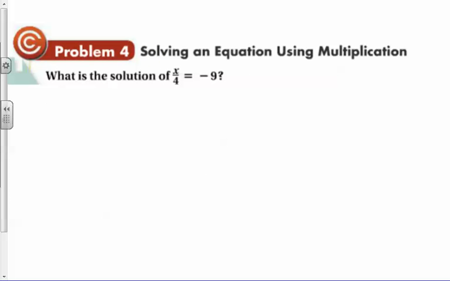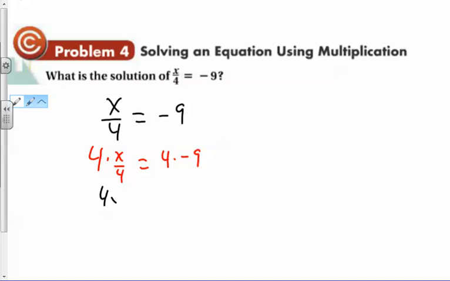All right, looking at multiplication. This is a little different because you have x over 4 equals negative 9. When you think of this, what's happening to the letter x? It's being divided by 4. So you're going to multiply both sides by that 4. When I multiply this, I get 4x over 4 equals negative 36. And that cancels out, so I get x equals negative 36.